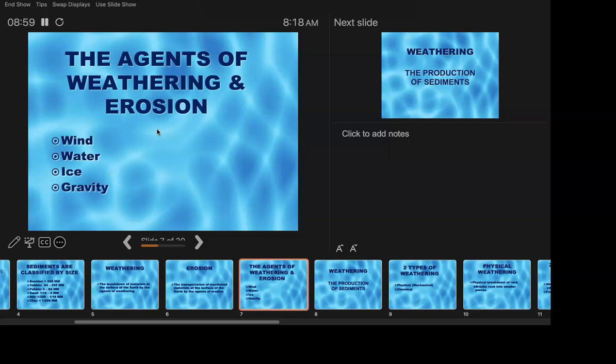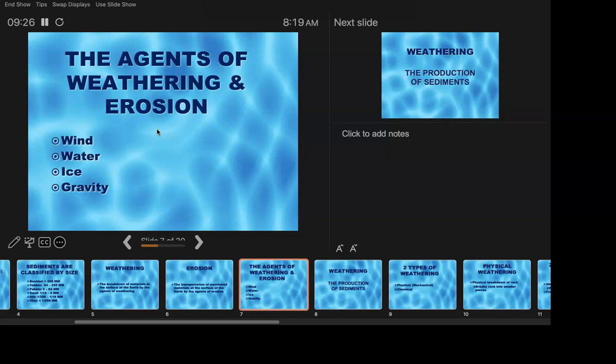So now, not only do you have boulder, cobble, pebble, sand, silt, clay, you've got wind, water, ice, and gravity. Okay? Remember those two lists. Mumble them to yourself as you wander through the hallways. So, we got to talk about how they can be double agents.